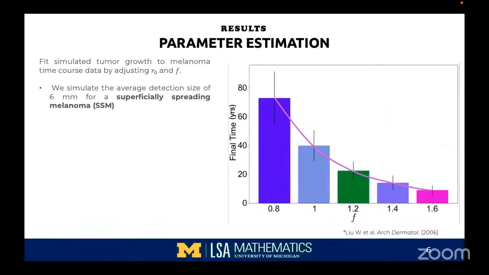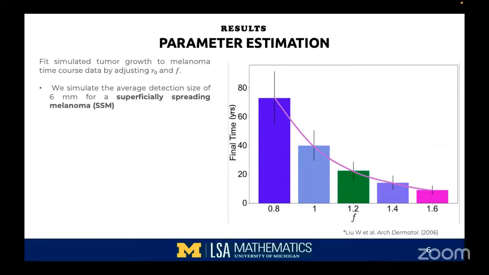Okay. So with all of those regimes observed, we wanted to see what are the things that are impacting our simulations. But before that, some parameter estimation for growth, because it's important. So we fit our simulated tumor growth to melanoma time course data by adjusting for F, which is that scaling factor, and R naught. So here you can just see a plot of the final time it took for our simulation to reach an average detection size of 6 millimeters for melanoma or superficially spreading melanoma.